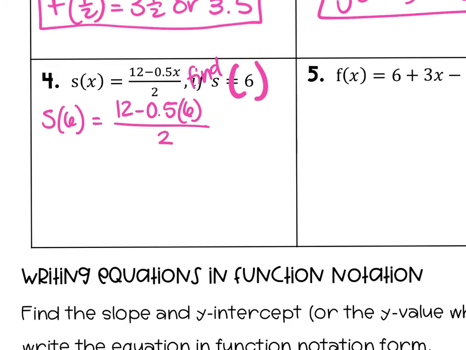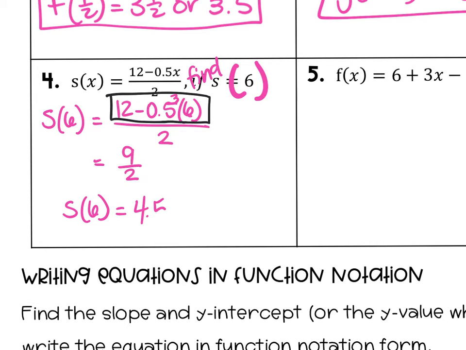Okay, and if you have a pretty good calculator, you should be able to type in all of this first and then do the division. So I know 0.5 times 6 is 3. That's going to be 12 minus 3, which is 9 divided by 2. So then final answer, and I would say solve that top part first. So 9 divided by 2 is going to give me 4.5 as a decimal, or 4.5 as a fraction.